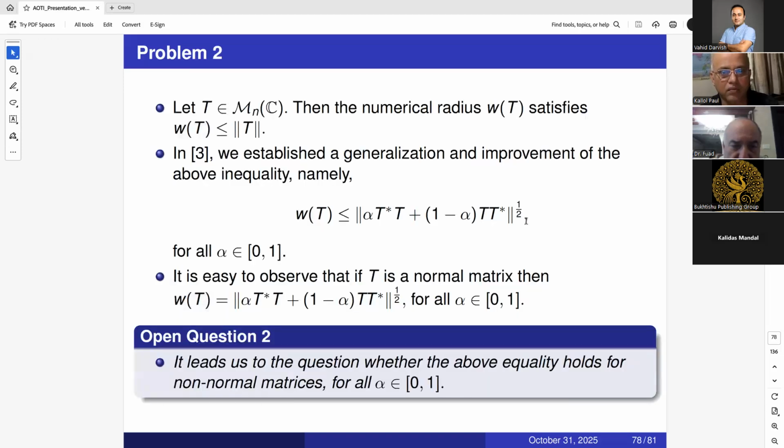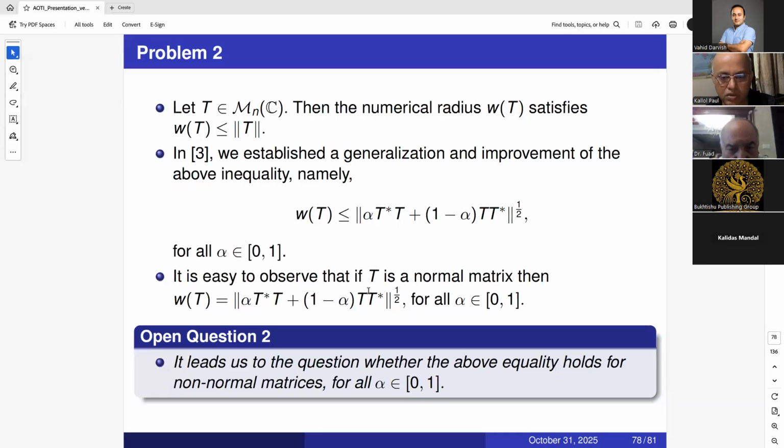And for question number 2, if you look at M_n(C), now we are working on finite dimensional spaces. Then w(T) is less than or equal to norm T. And using that, with this alpha and 1 minus alpha, we could prove that w(T) is less than or equal to the norm of alpha |T| plus (1 minus alpha)|T*|, to the power half, for all alpha belonging to [0, 1]. Also, it is easy to observe that if T is a normal matrix, then this equality holds for all alpha.